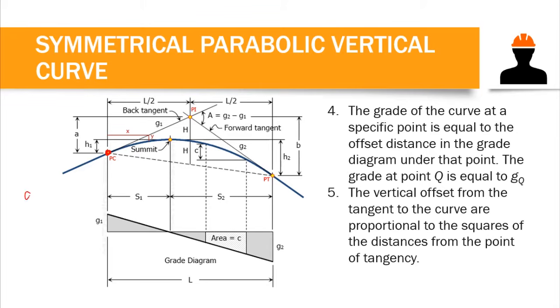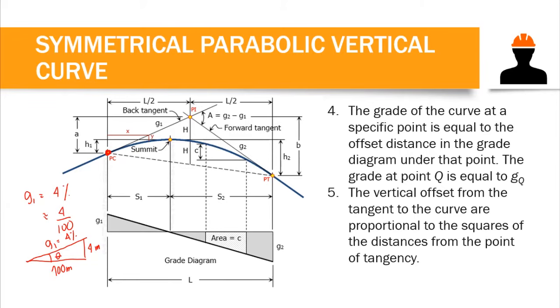So if we have G1 equal to 4%, this 4% means 4 over 100. That means in every 100 meter horizontal distance, we have a 4 meter vertical height, and that our slope would be this angle here, theta. So we have G1 equal to 4%, or 4 over 100. So 100 horizontal, 4 meter vertical, and that we have a 4% grade.